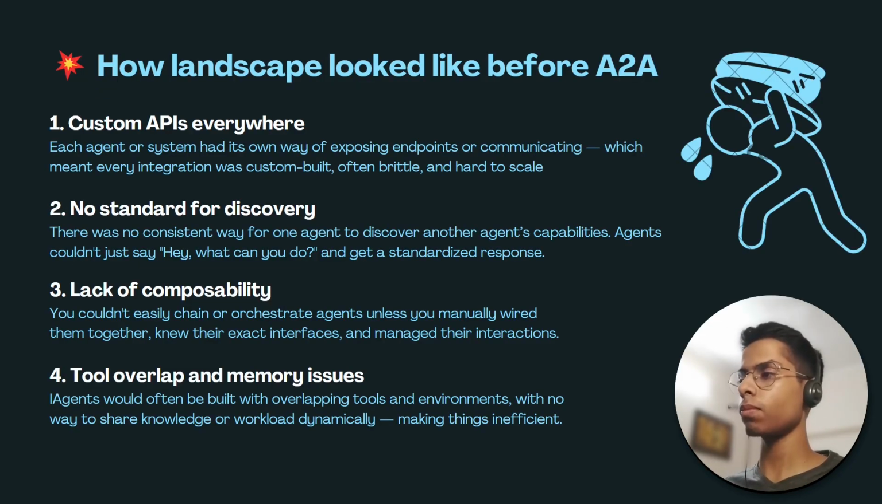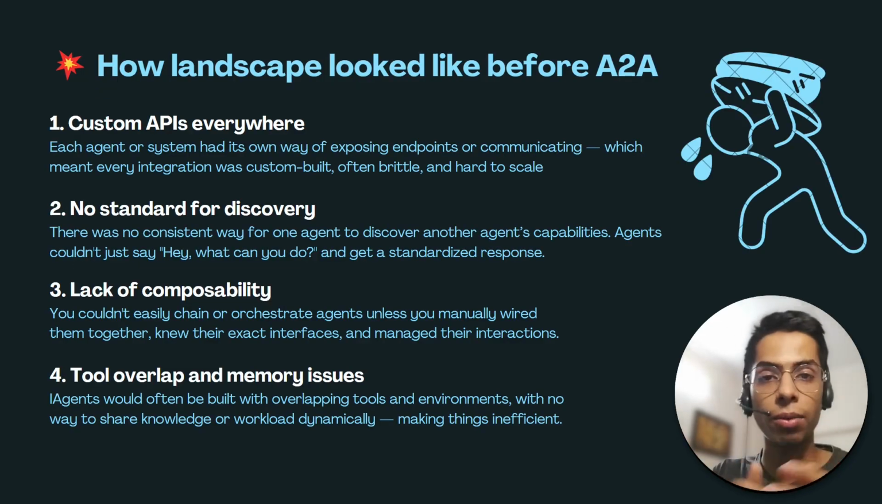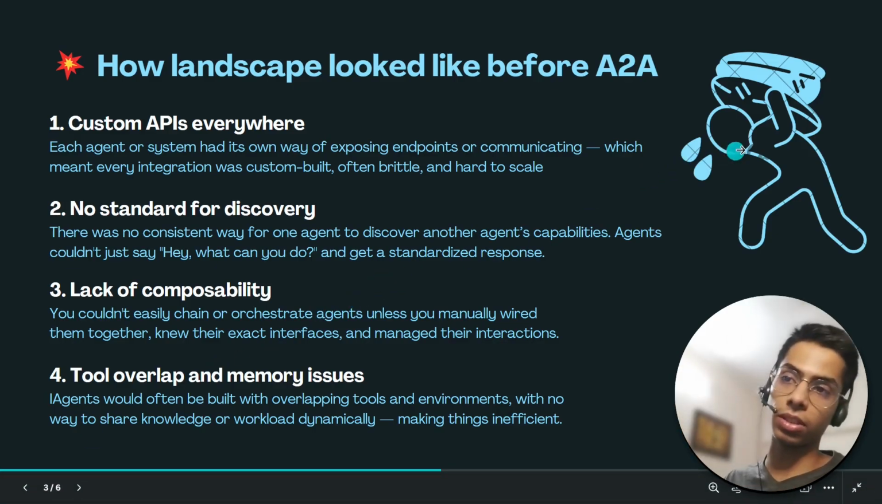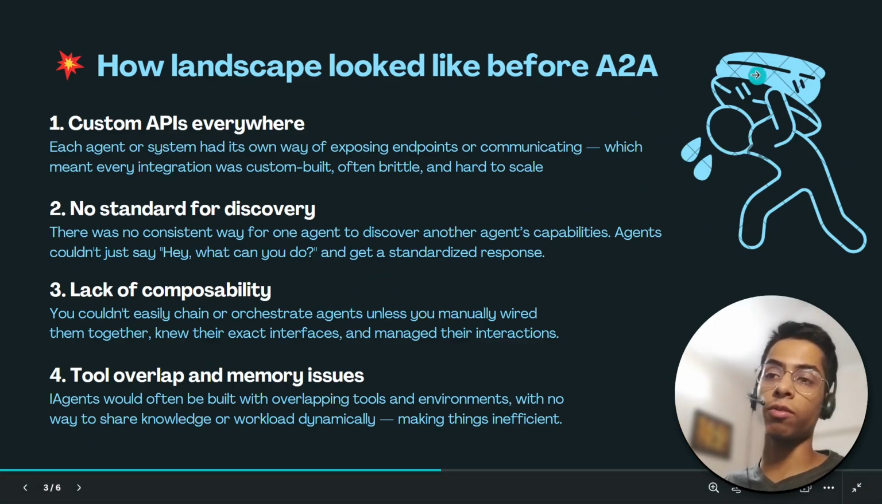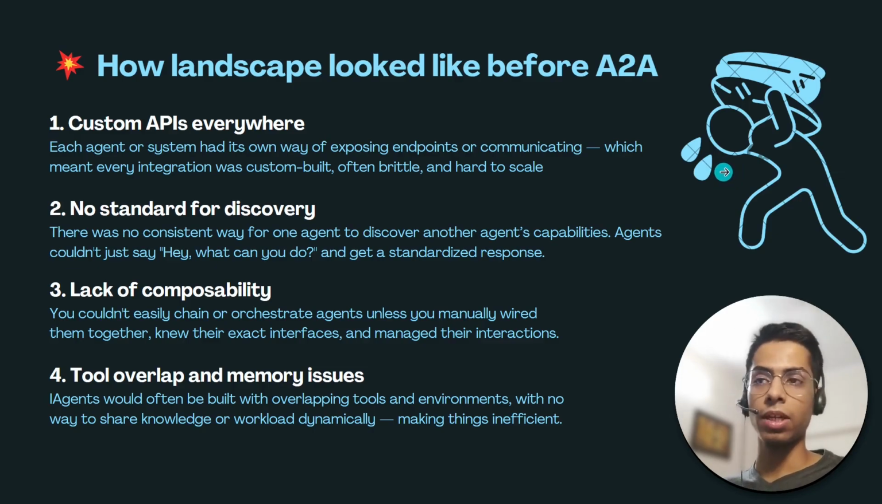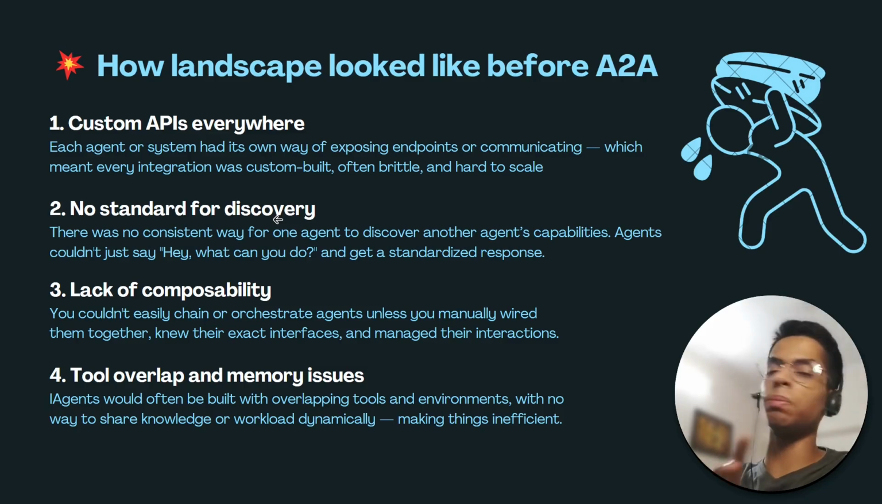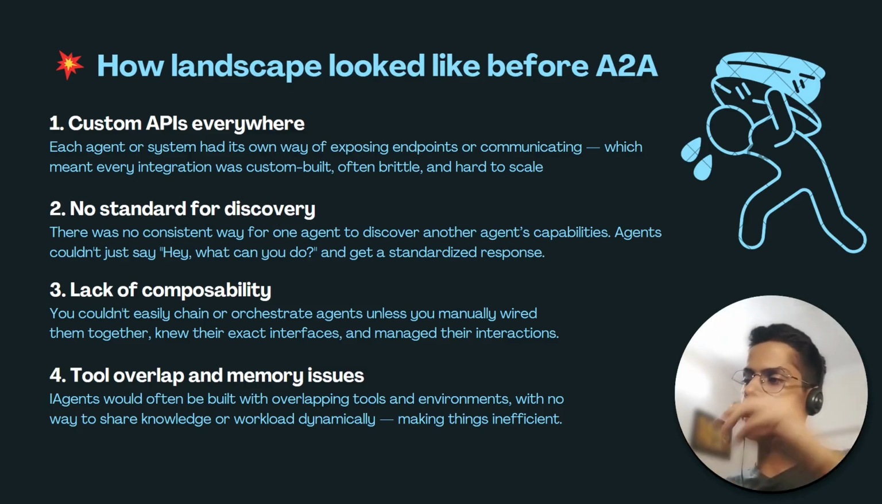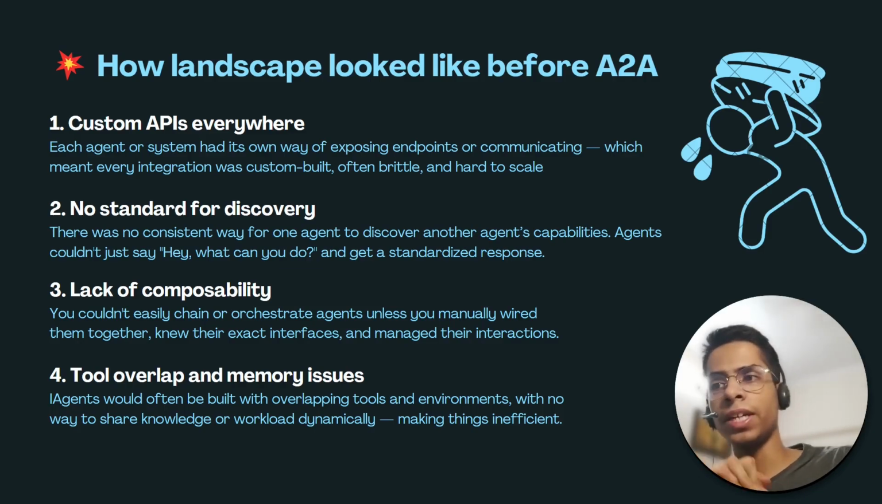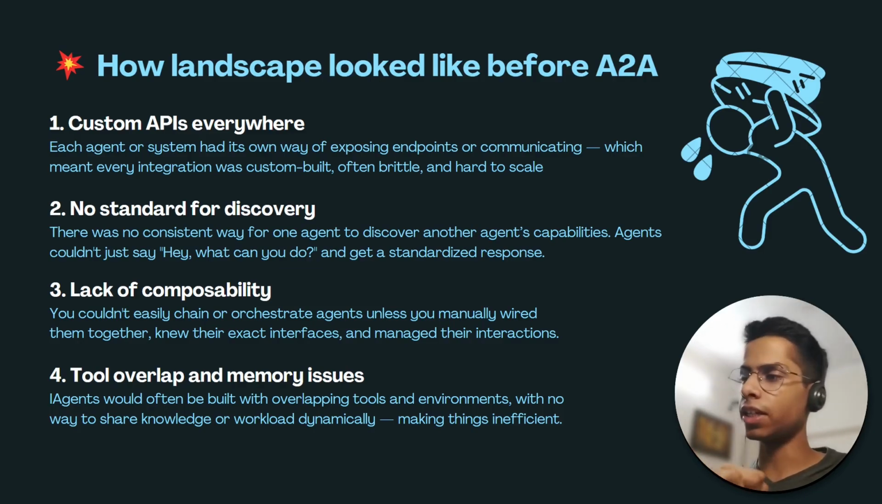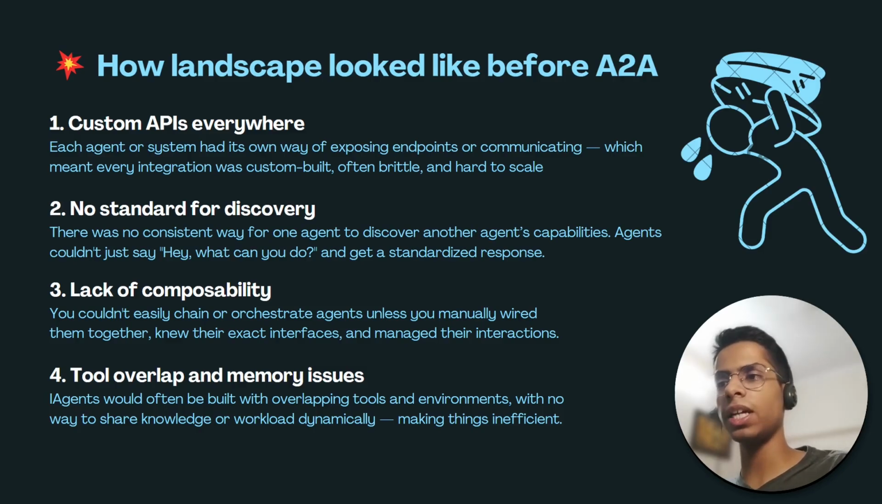Okay. So first point, how the landscape looked before A2A, and as you can see, this person over here is in a lot of pain right now. He's sweating actually, because he's carrying a lot of load, a lot of mental disturbance and frustration. So the first point of the current landscape is custom APIs everywhere. Each agent system had its own way of exposing endpoints or communicating, which meant every integration was custom built, often brittle and hard to scale.